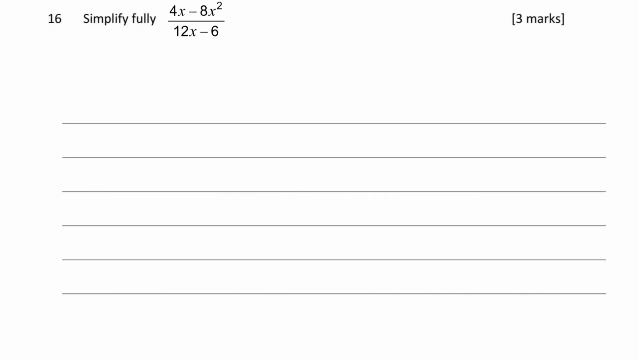Question 16. Simplify fully 4x minus 8x squared all over 12x minus 6. Okay, let's have a look at the top line first off. I've got 4x minus 8x squared. What's common to those two? Well, 4 and 8 have both got a 4 in them, and x and x squared have both got an x in them, so I'm going to take out 4x. Inside the brackets then, 4x times what is 4x? 4x times 1 is, and 4x times what is 8x squared? 4x times 2x is 8x squared, so I'm going to get that.